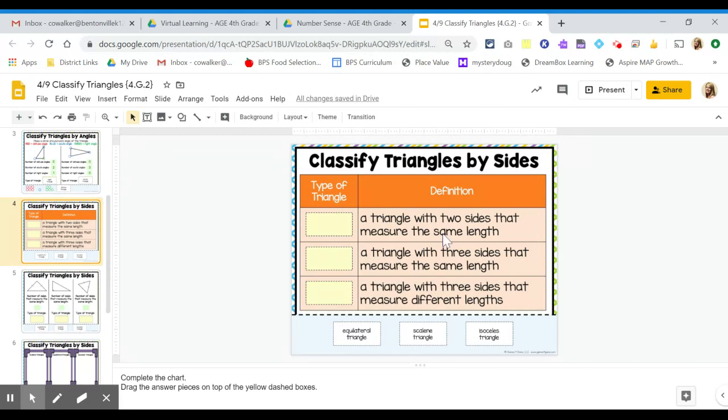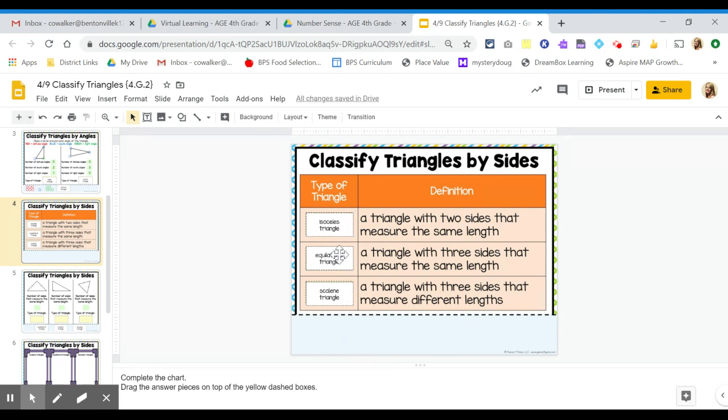This first one says a triangle with two sides that measure the same length. That means it's going to be an isosceles triangle. These are some vocabulary terms that you're going to need to know. A triangle with three sides that measure the same length is going to be equilateral, kind of like it all equals together. And if they're all different, a triangle with three sides that measure different lengths, those are going to be scalene. So scalene, they're all different.